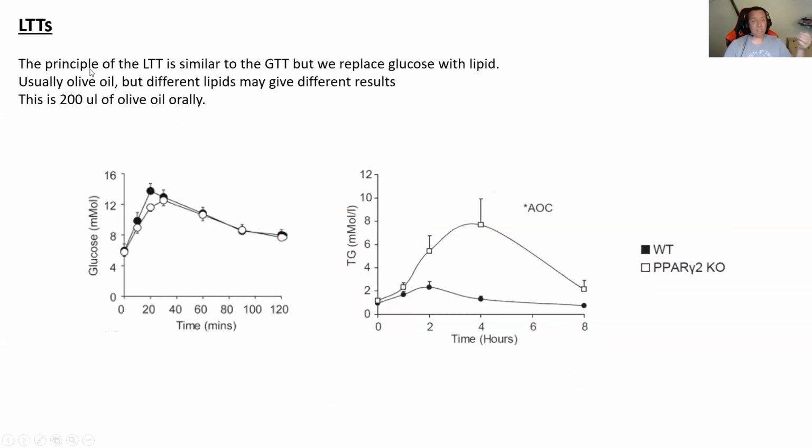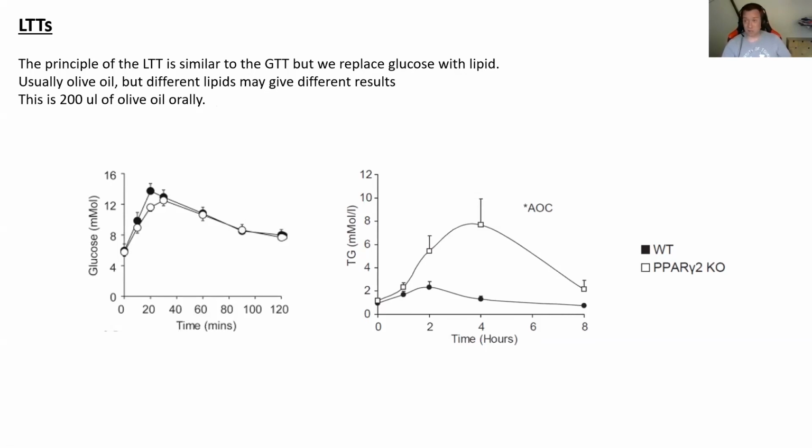Well, we see a huge difference between the lipid tolerance test on the right here and the glucose tolerance test on the left. And in principle, they're almost exactly the same test. You replace the glucose from a GTT with lipids. In this case, we used olive oil, but different lipids may give different results. We haven't done a lot of work looking into that. And this one is 200 microliters of olive oil orally.